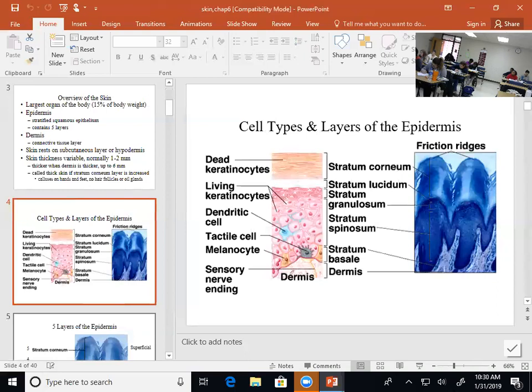Does anybody know where your skin is the thinnest? Your eyelids. That's exactly right. Your eyelids.